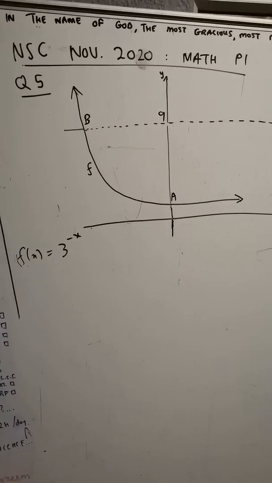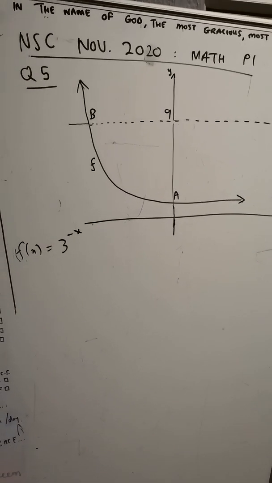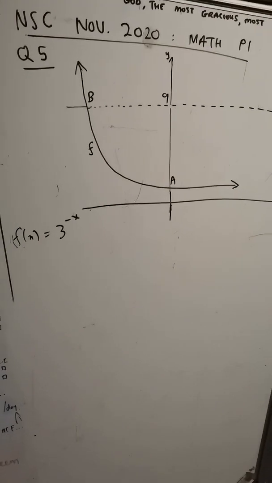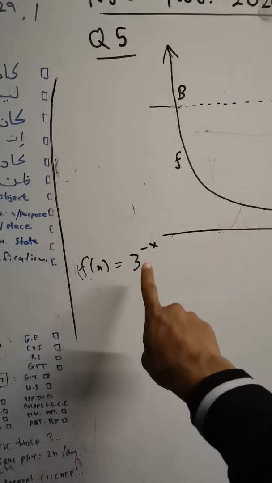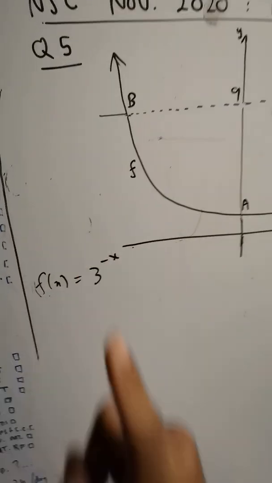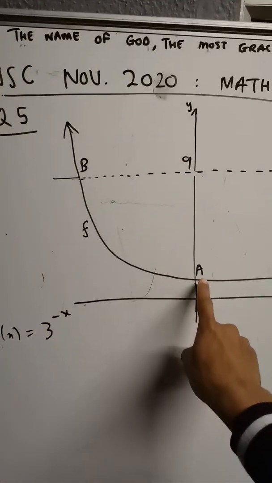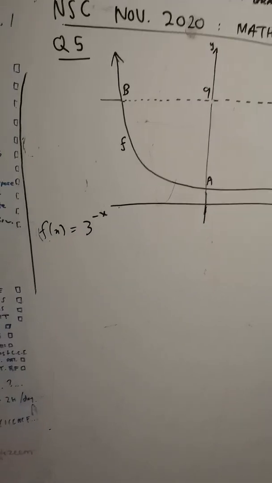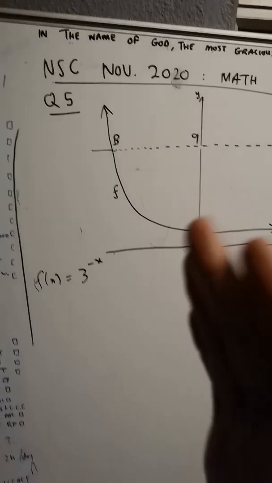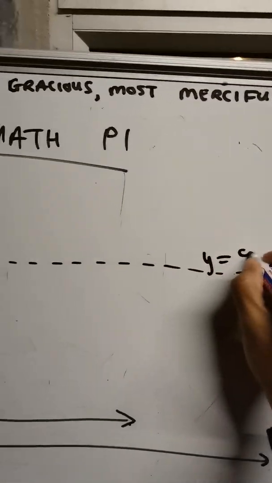In this video, I advise you to download the NSC November 2020 Math Paper 1 question paper, and we're doing question 5. So please follow with me. They say that the graph of f of x is equal to 3 to the power of minus x is sketched below. A is the y-intercept of f. So A is the y-intercept of this graph, which is an exponential graph. B is the point of intersection of f and the line y equal to 9. So we can tell ourselves that this line here is y is equal to 9.